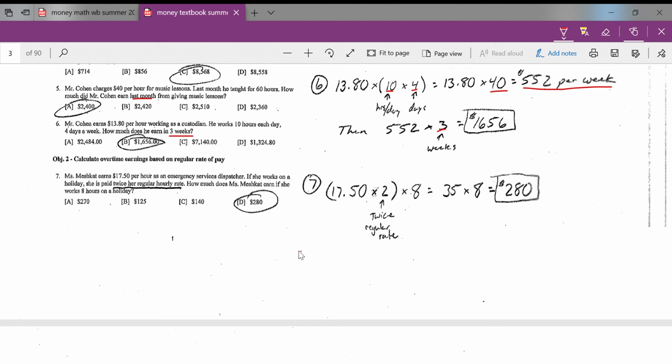Okay, we are in the money textbook, so you should grab that. If you don't have that, pause the video, go grab your money textbook. We're going to be looking at objective two. That starts on the bottom of page one.